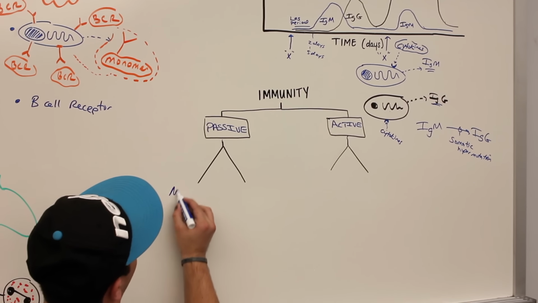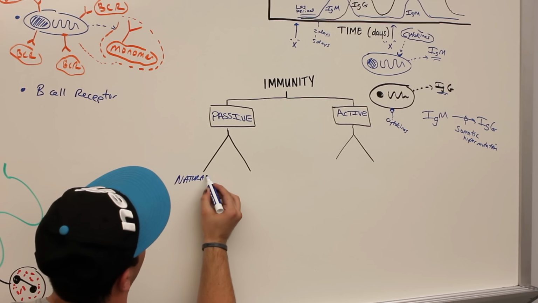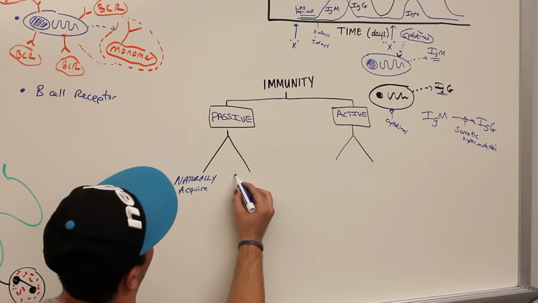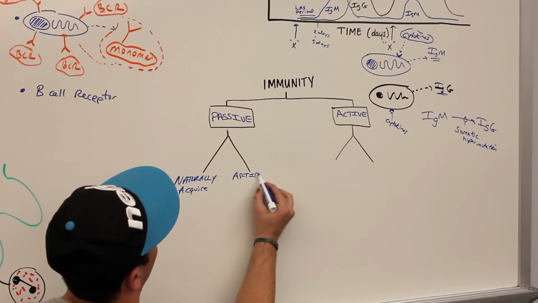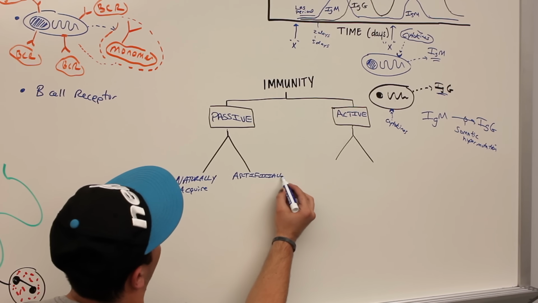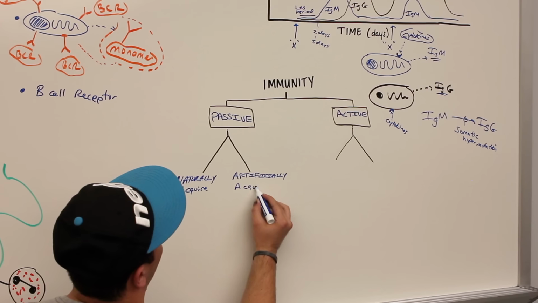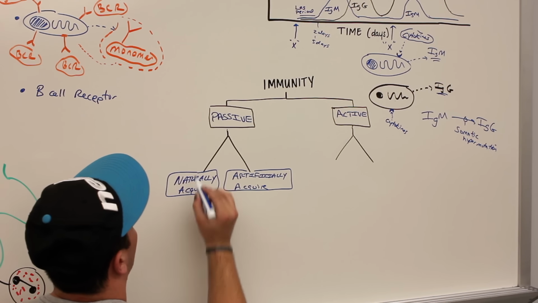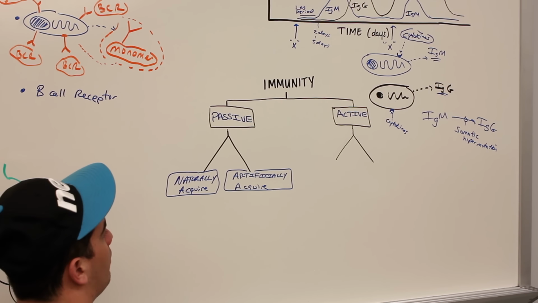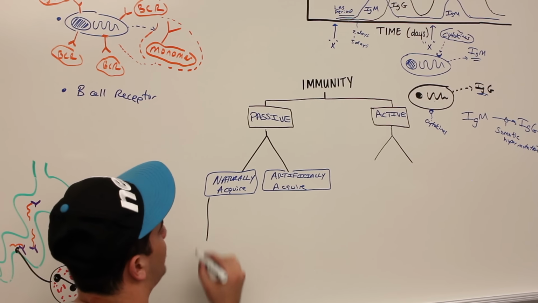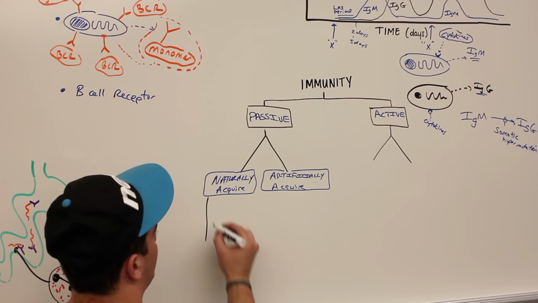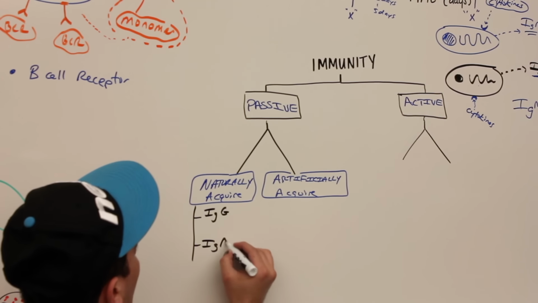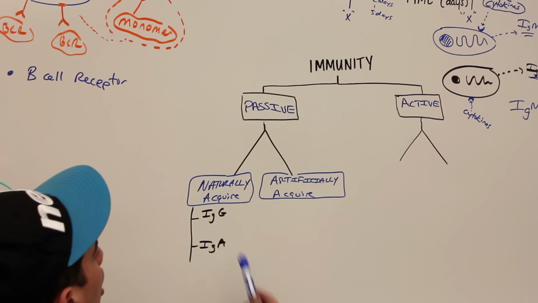Passive, there's what's called naturally acquired. So there are ways that you can naturally acquire immunity, and then there's a way that you can artificially acquire immunity. What are the ways that you do that? Naturally acquired, we already talked about one perfect example: the IgG antibodies and the IgA antibodies that we got from our mother, right?